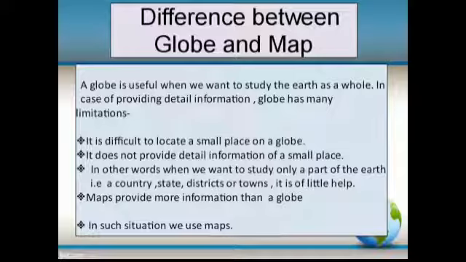Second point, it does not provide detailed information of a small place like a map. Third, when we want to study only a part of the earth like a country, state, district or town, it is of little help. Maps provide more information than a globe in such situations, or you can say in the above situations we use maps.